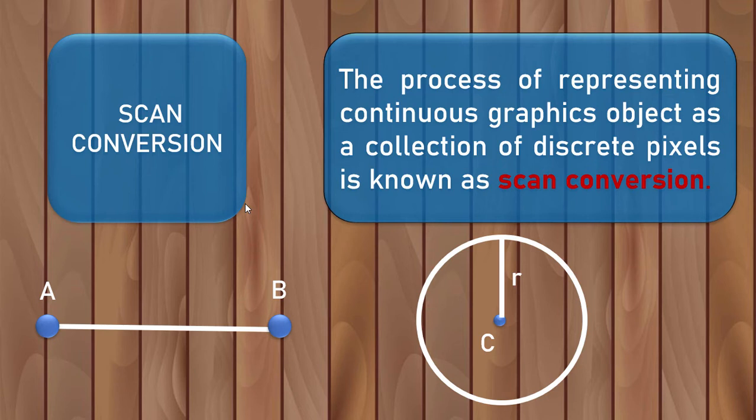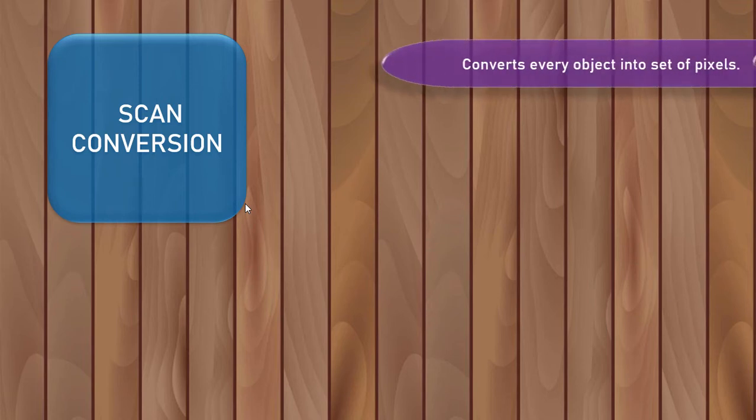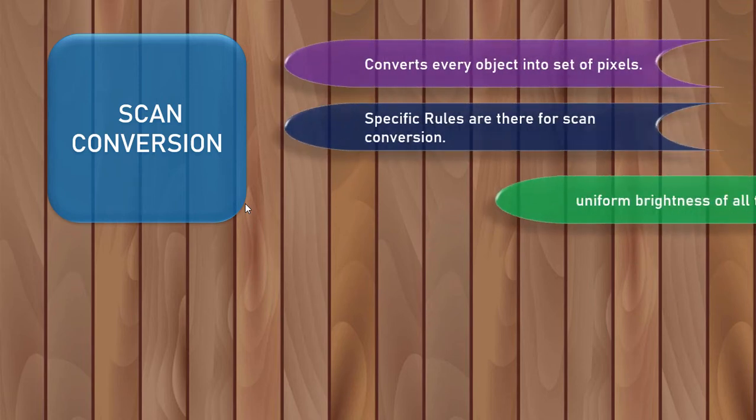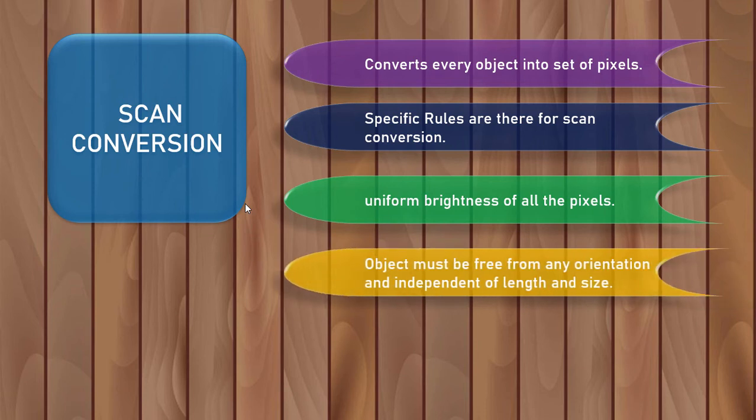And in the second example, here it is a circle, in which the circle is acting as a graphics object and its continuous representation with the help of pixels is known as scan conversion. So what is this scan conversion? This converts every object into a set of pixels. It has specific rules for scan conversion. First one is all the pixels must have the same brightness. And second one, the object must be free from any orientation and independent of length and size.